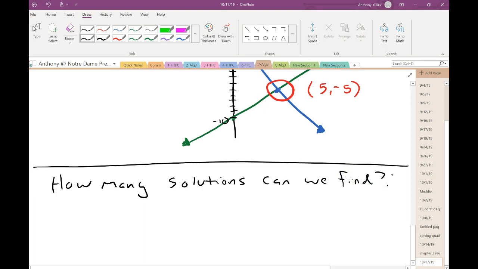So we've seen the situation above, right? How many solutions did we have here in this first example? 1, right? We had 1 intersection. So we can certainly just get 1 solution as a possibility. What else could happen?